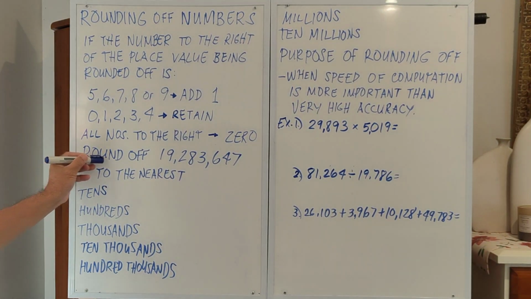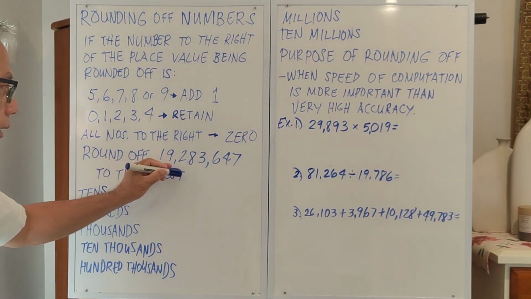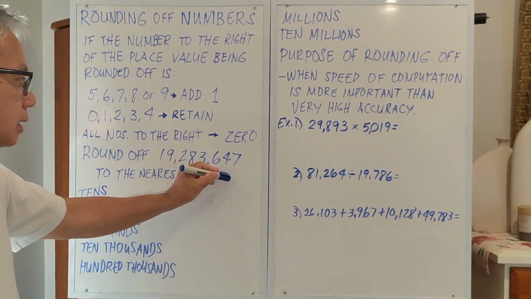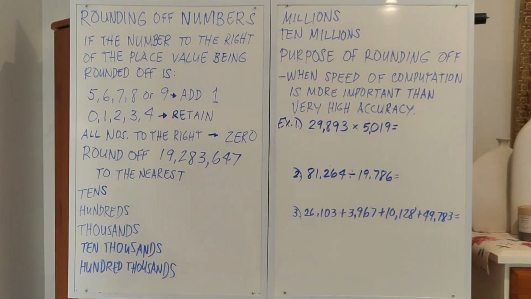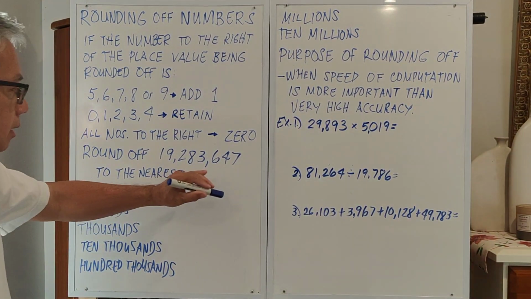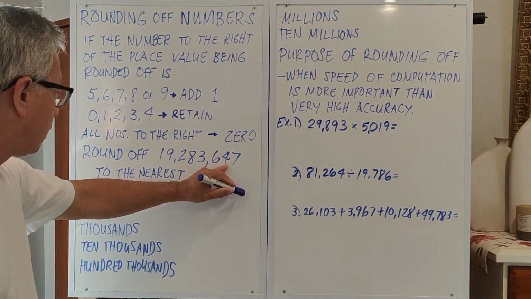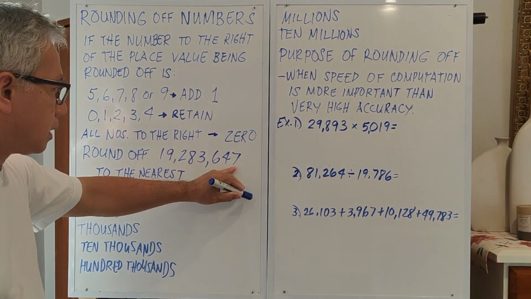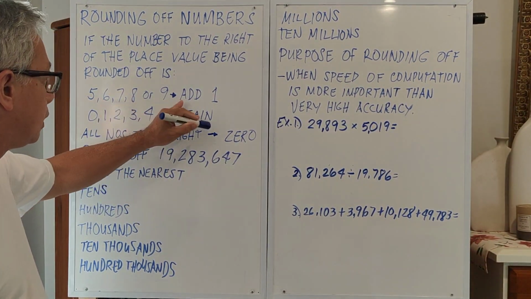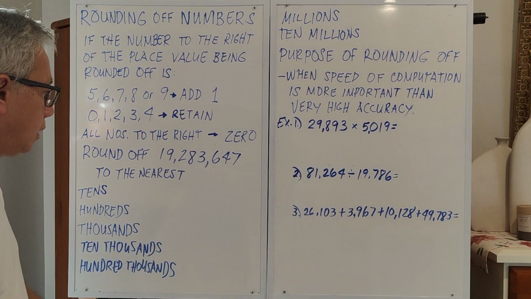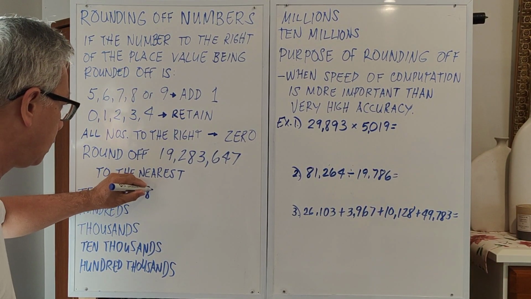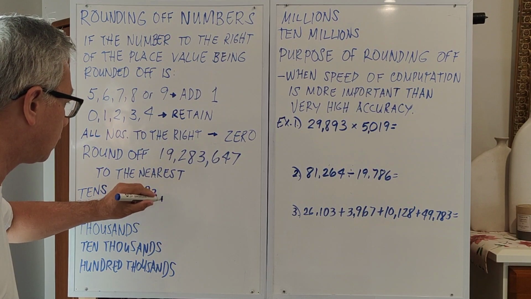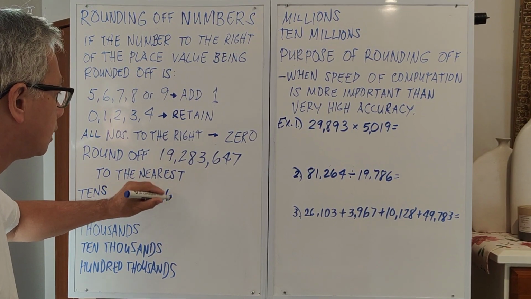For example, if you want to round off 19,283,647 to the nearest tens value, the tens place value is 4. The number next to it is 7, which is this one, so we need to add 1 to 4. So this one becomes 19,283,650.